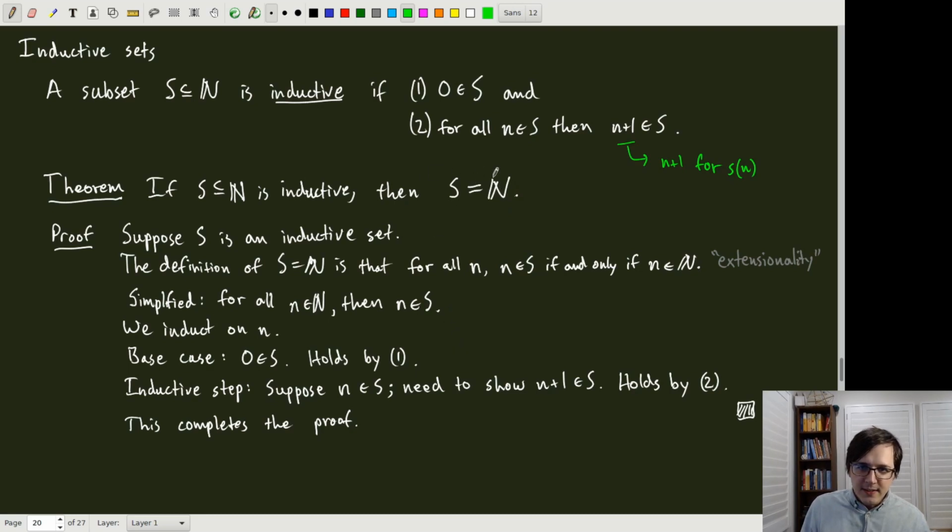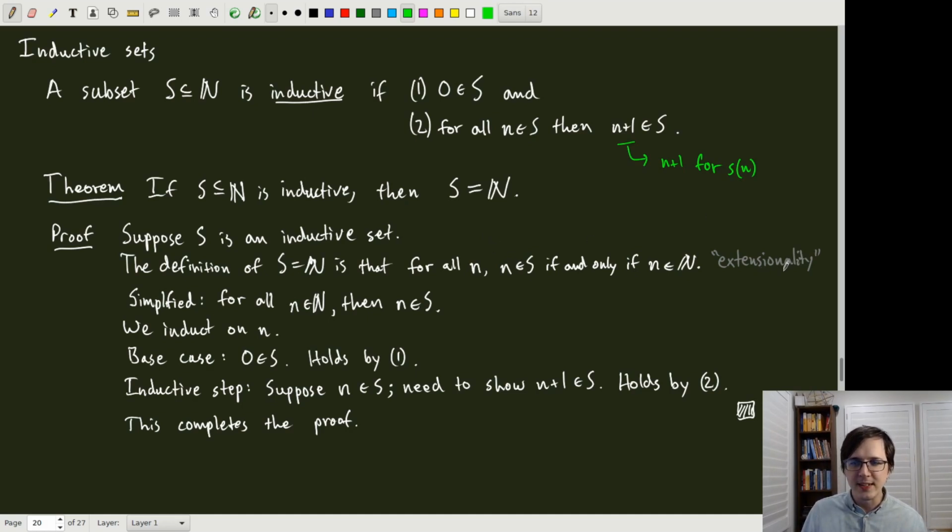One thing to know is that the conclusion we want to prove, that S equals ℕ, by the principle of extensionality, which is actually an axiom from set theory. To prove that two sets are equal, the definition is that for everything, that thing is in the first set if and only if it's in the second set. So being an element of one is equivalent to being an element of the other.